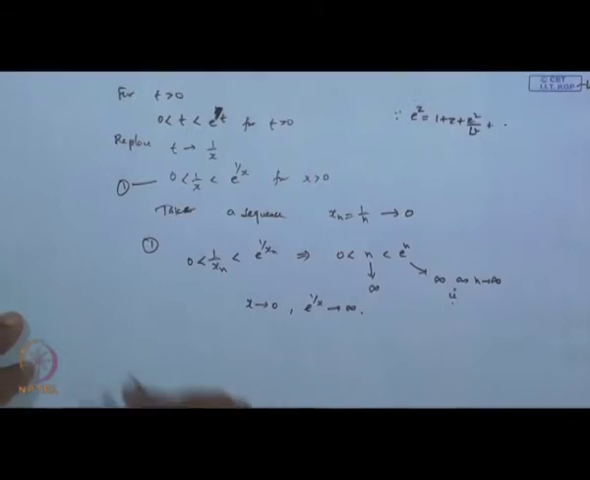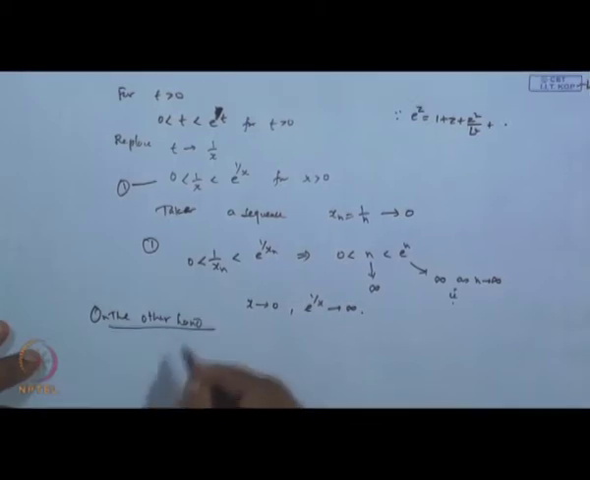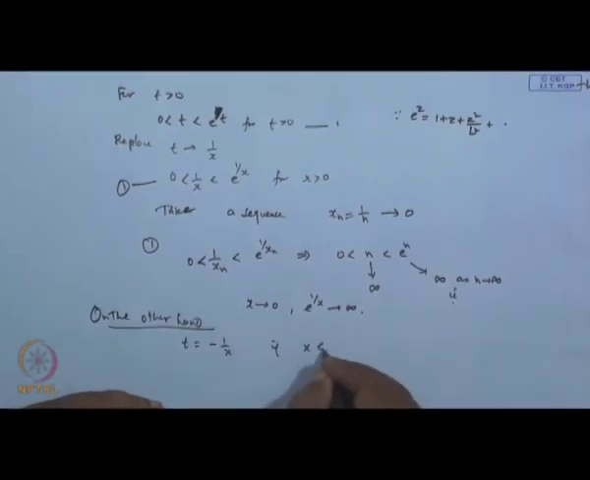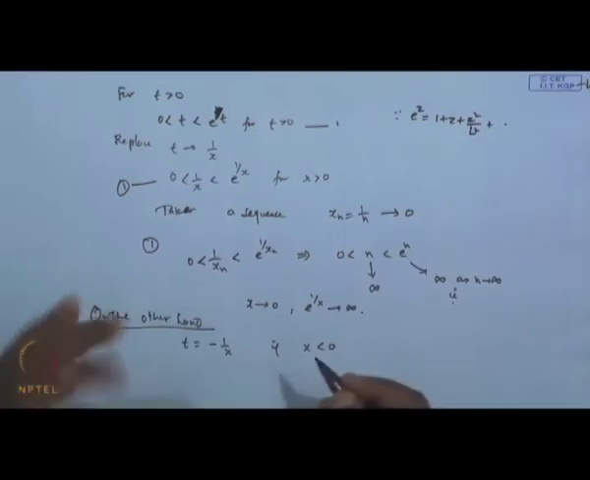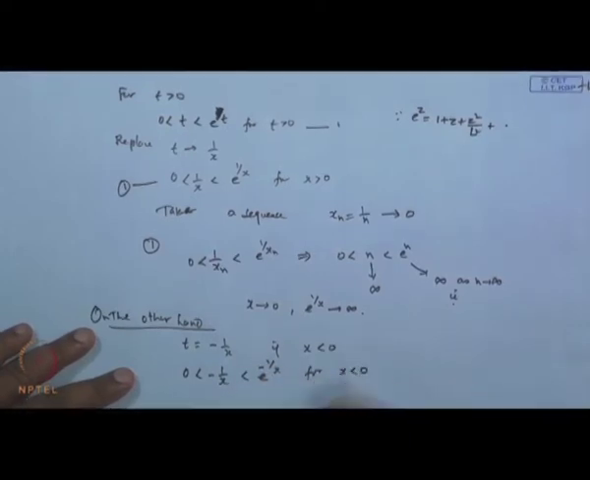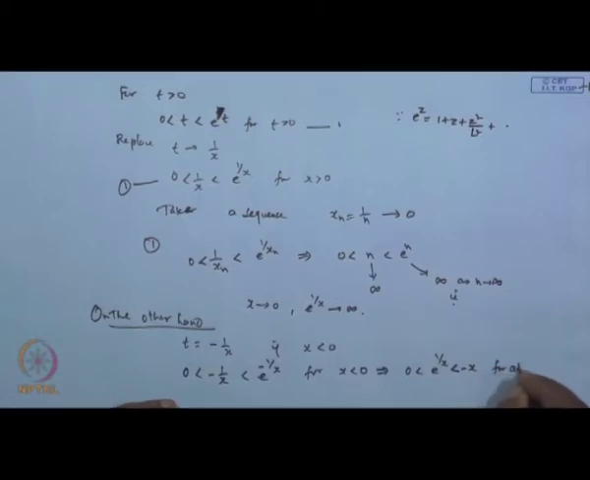Okay. Now, on the other hand, if in this expression we replace t by minus 1/x, where x is negative, then minus 1/x of course is positive. Then we get from here 0 < -1/x < e^(-1/x), valid for x negative. But this implies, just by manipulation, the result 0 < e^(1/x) < -x for all x negative.